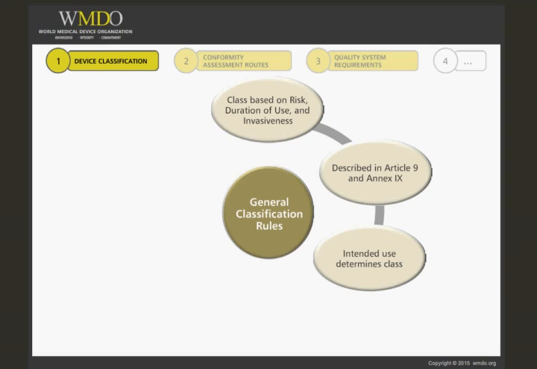Further, if your device consists of a system of different devices, then individual parts can be in different classes, but the highest classification applies to the whole system.